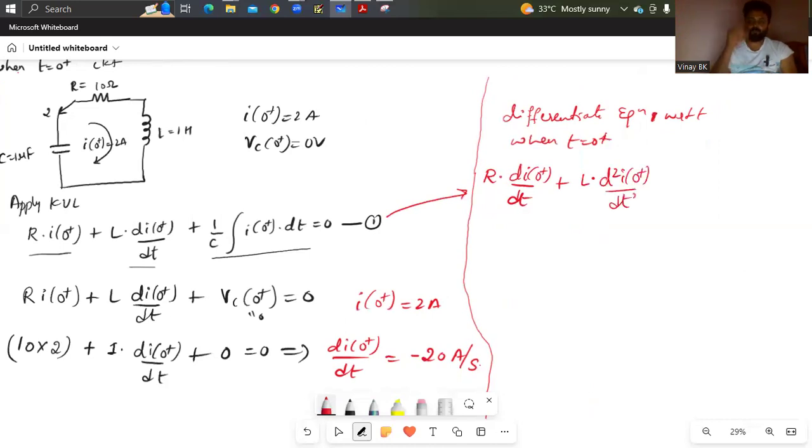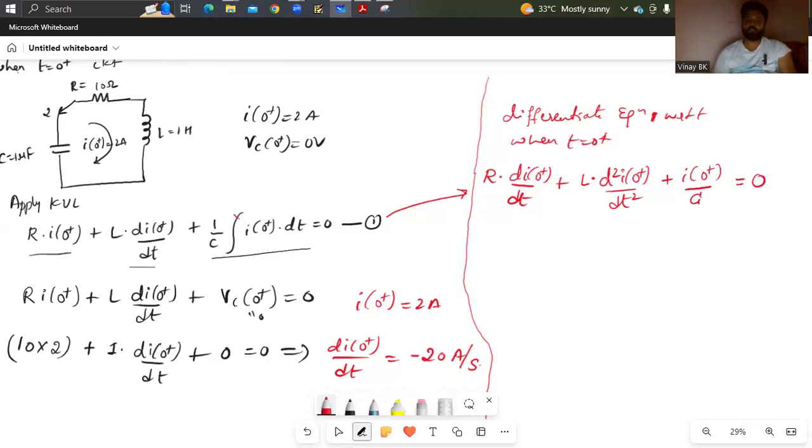This is our required derivative. 1 by C into the integration of I of 0 plus into dt: integration and differentiation will get cancelled. You get plus I of 0 plus divided by C equals 0.